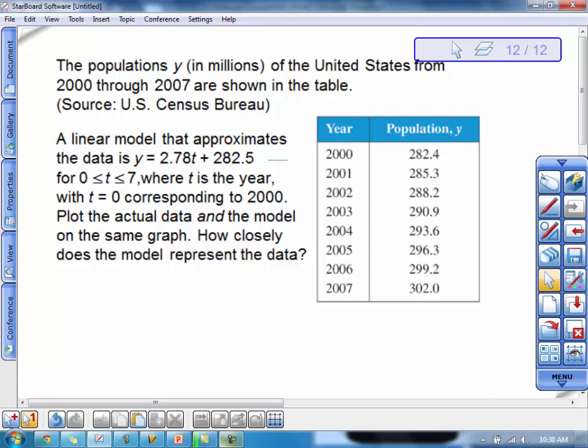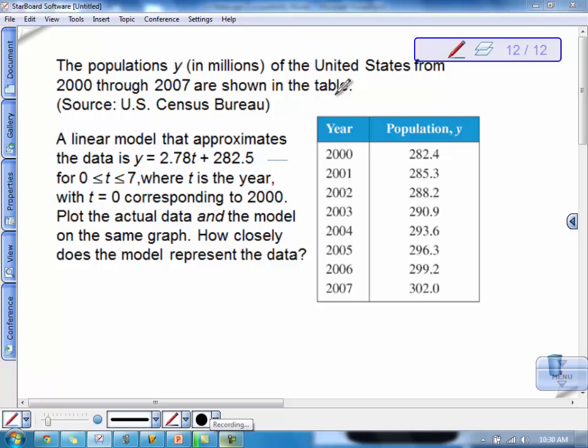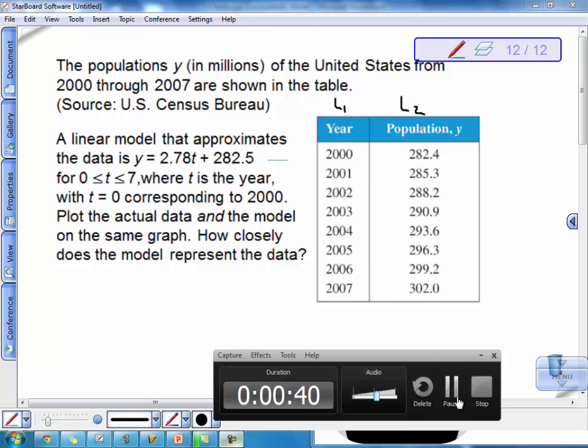All right, so let's try an example then of just modeling with regression. So what I want you to do is take this, plug this in L1, plug this in L2 in your calculator, do stat calculate linear regression, and try to get a line that models this data. You should get this line right here, so see if you can do it.